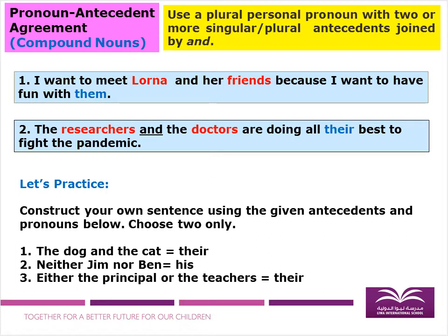Now let us practice. For our practice, I want you to construct your own sentence using the given antecedents and pronouns below. Choose two only. For number 1, I want you to use the antecedents, the dog and the cat, and then use the pronoun their. Number 2, antecedents neither Jim nor Ben, and use his for the pronoun. Number 3, either the principal or the teachers, and then use their as the pronoun. Okay, so your turn. Thank you.